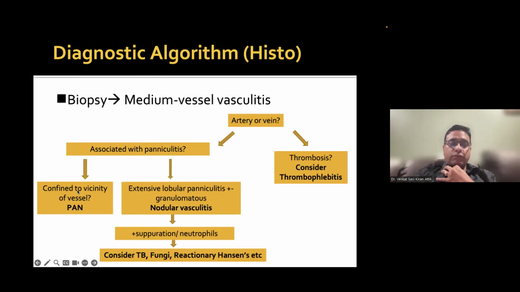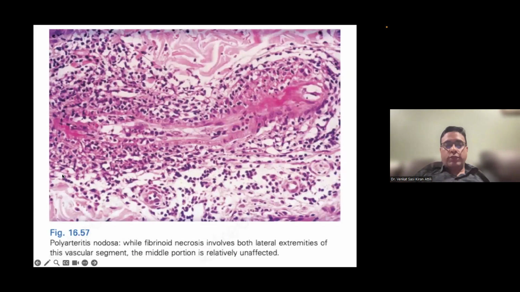Now, the other example of septal panniculitis with medium vessel vasculitis is thrombophlebitis. Thrombophlebitis is also a medium vessel vasculitis. The vessel is a vein instead of an artery. Often thrombophlebitis is confused with PAN histologically, and I'll show you examples. The other typical feature of PAN is skip lesions, and these are also present in giant cell arteritis. If you remember your basic pathology, skip lesions are typical not only of PAN but also of giant cell arteritis.